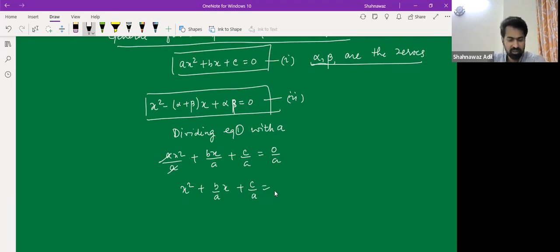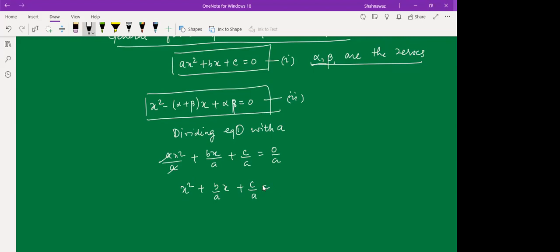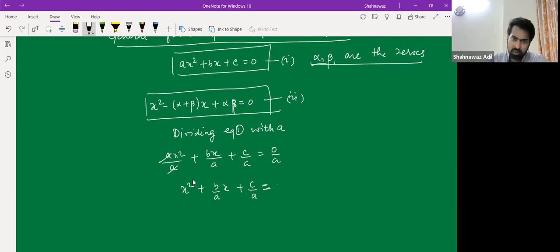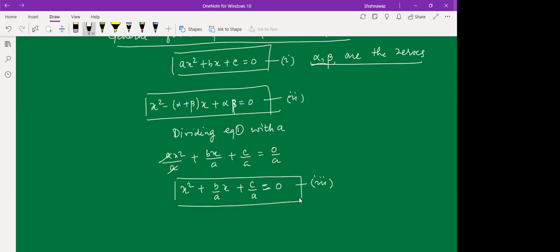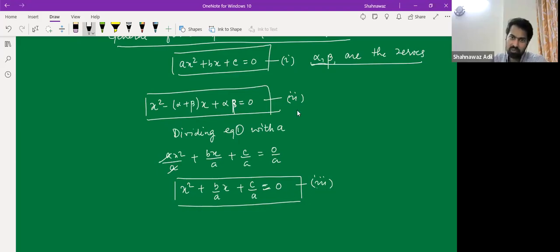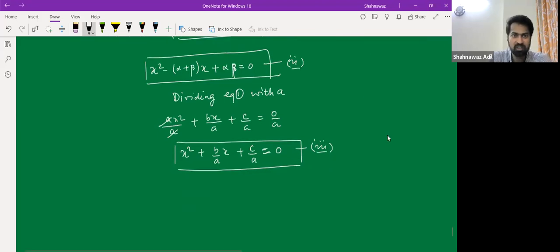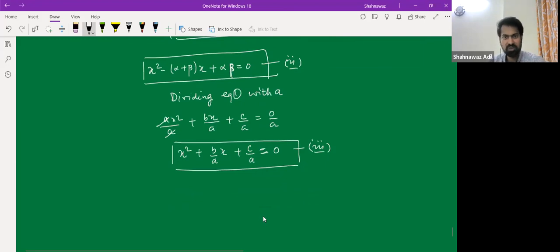0 by a is 0, right? So all these equations are equal: 1, 2, and this is the third equation. These are the same quadratic equation written in different ways, right? So if I compare this third equation with the second equation, the coefficients should be the same, because these are the same quadratic equation.